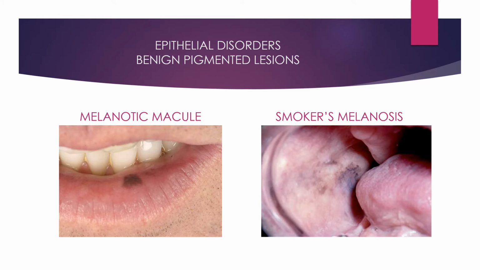The melanotic macule is a benign lesion, usually brought on by sun exposure, usually in the lip or inside the mouth. Smoker's melanosis is increased pigmentation due to elements in the smoke that cause increased melanin production in the mouth. It can disappear if the patient stops smoking and is not considered to be malignant.